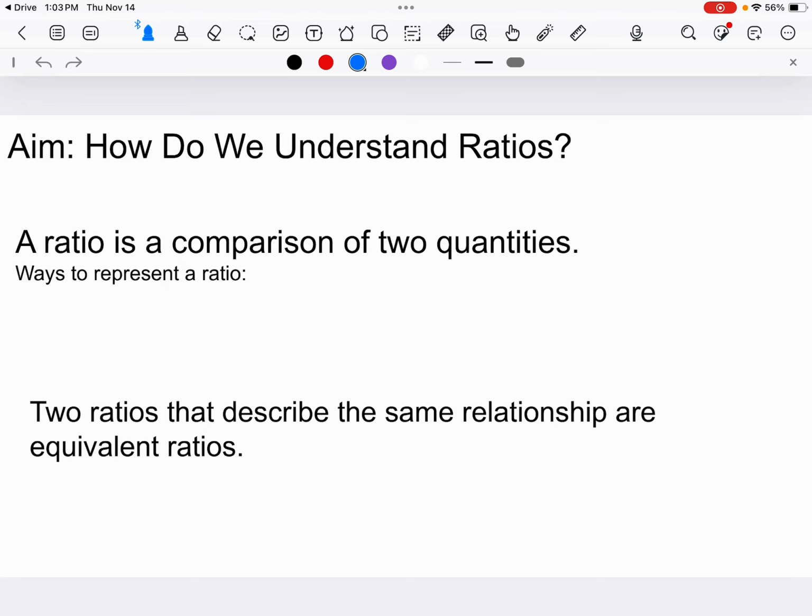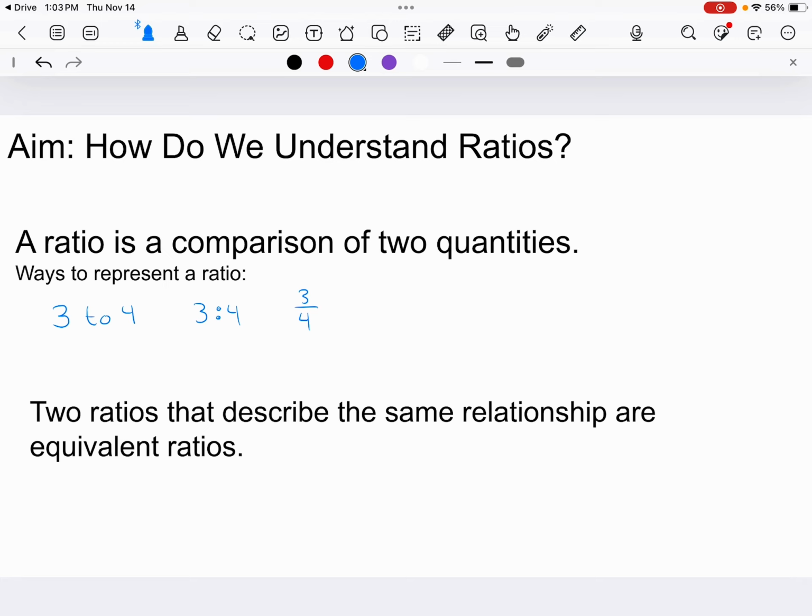We're going to use the numbers 3 and 4 in our ratio. So the first way is using words: 3 to 4. The second way is using a colon, 3 colon 4. And the third and final way to represent a ratio is 3 over 4 in fraction form. All of these ratios are the same.